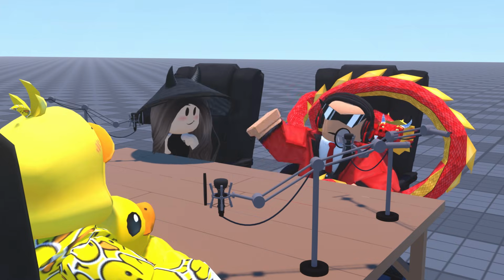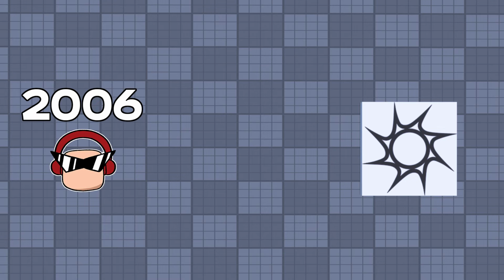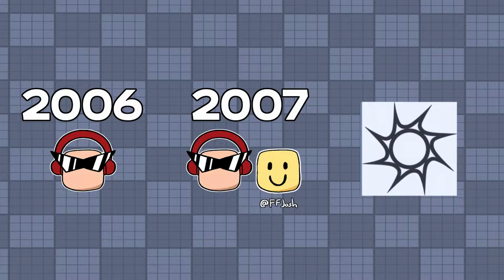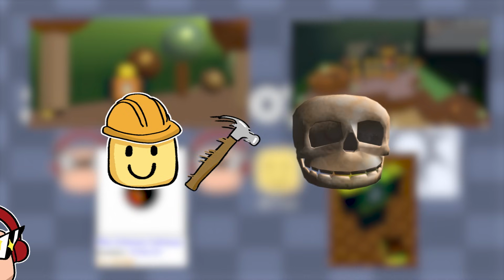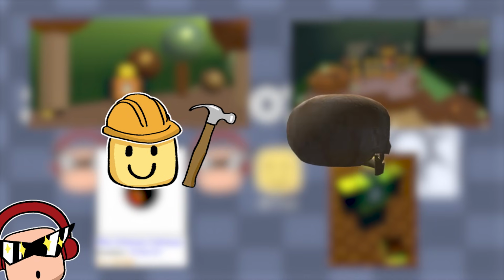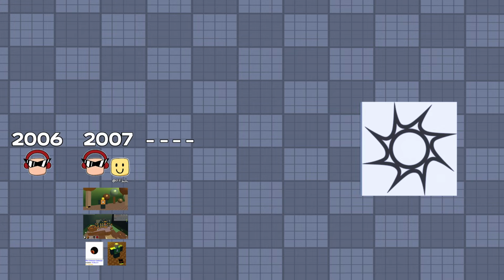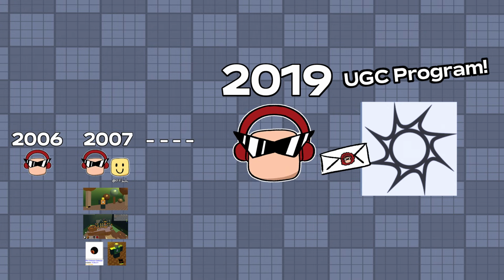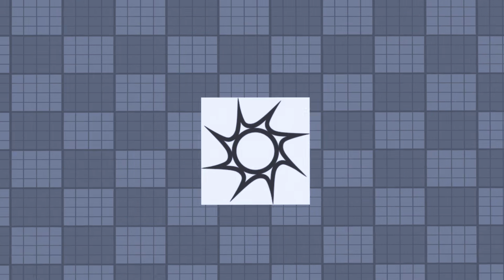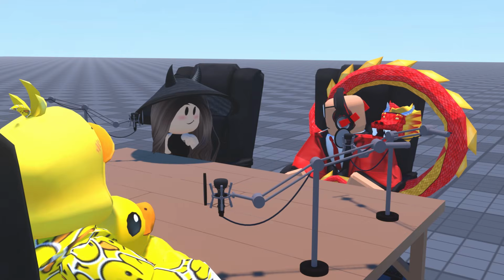I actually joined back in 2006, and in 2007, my brother and I worked on the first ever Halloween event. So I watched him make the Riddling Skull, and that actually is what inspired me to get into making 3D models. And then back in 2019, the UGC program came out. I was well enough known that they invited me because I had done some 3D modeling work. And wow, after that, things went crazy.